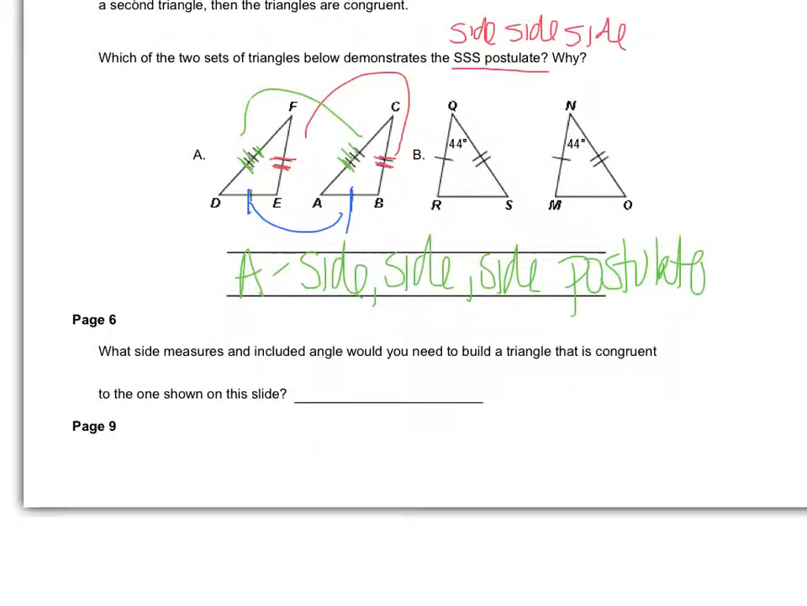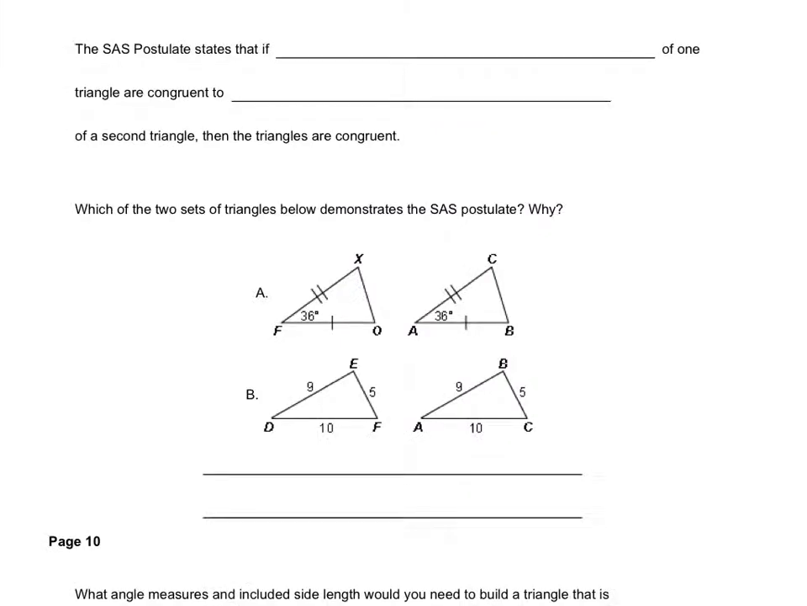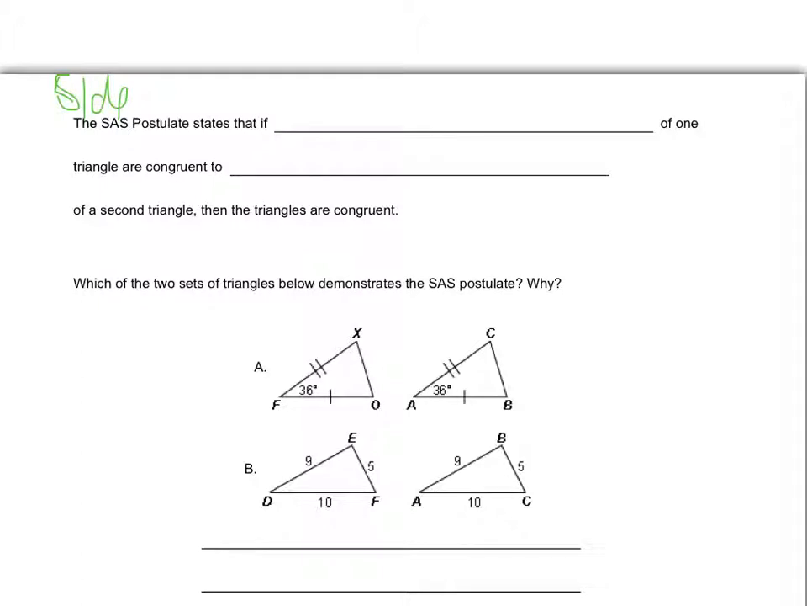So moving on to the SAS postulate. Well, using some common sense, you can probably figure out the S stands for side. Hopefully you can use some common sense thinking: triangles have angles and vertices, so the A has to stand for angle, and the last S again stands for side.